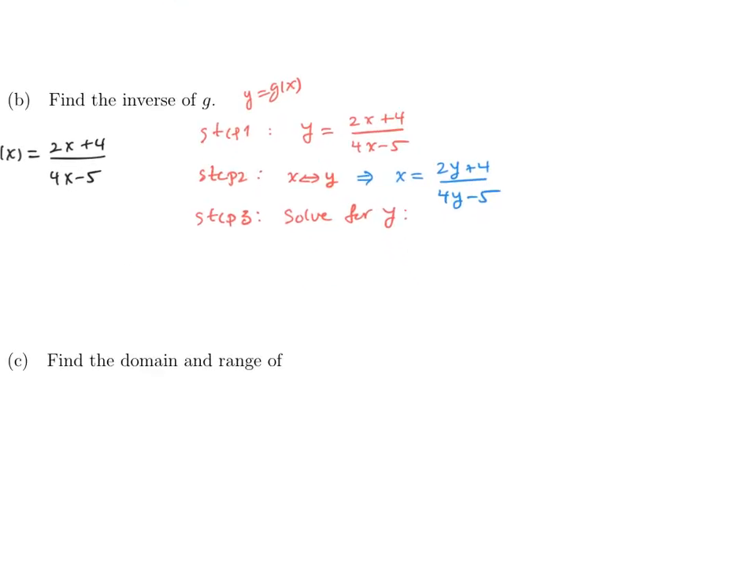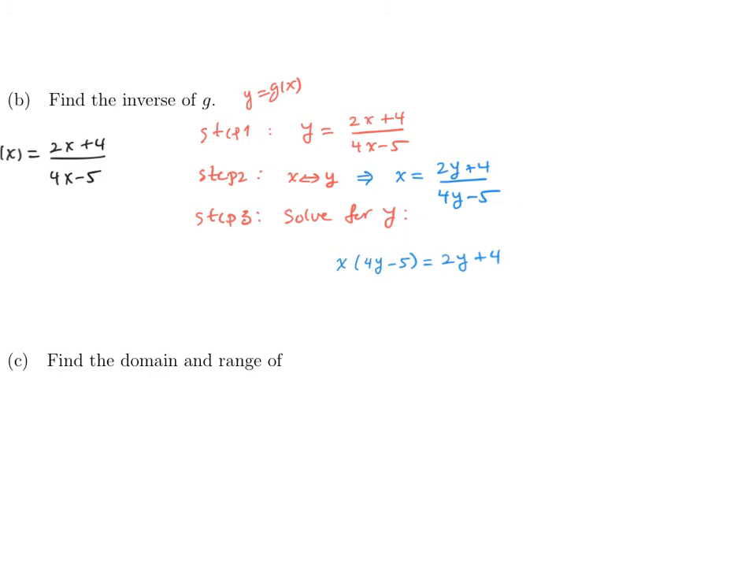So how do we solve for y? Well, first you cross multiply. So you cross multiply, you're going to have x times 4y minus 5 is equal to 2y plus 4. So you just cross multiply. Okay.